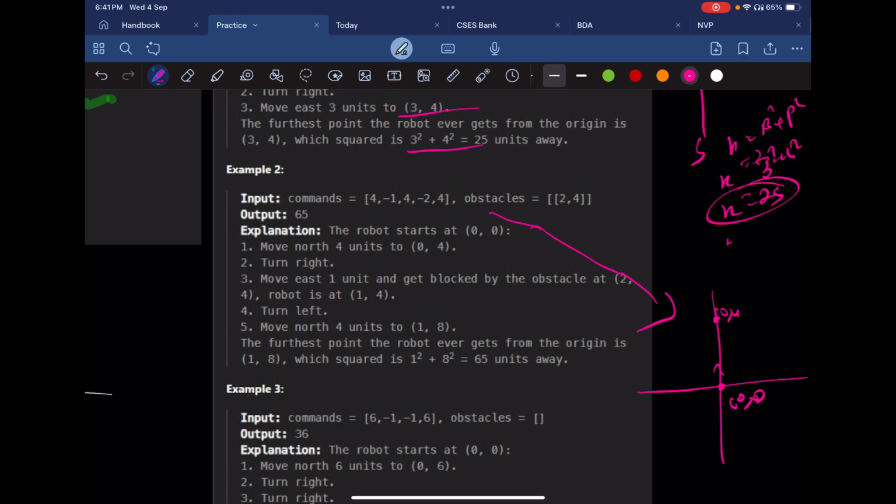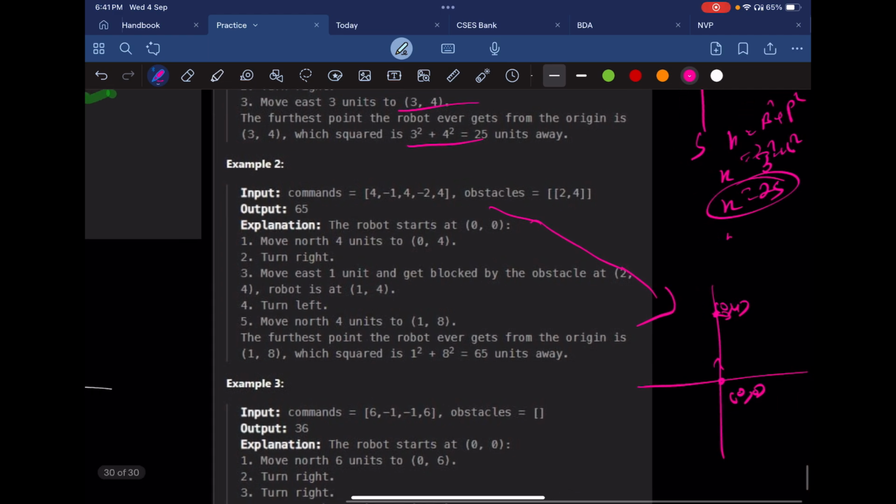So (4, 4). Now the second command is -1. Now it is pointing to the east side, because -1 means we have to turn right 90 degrees. So yeah, -1, we are pointing to the east side.